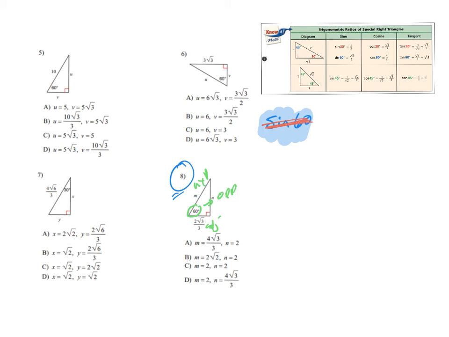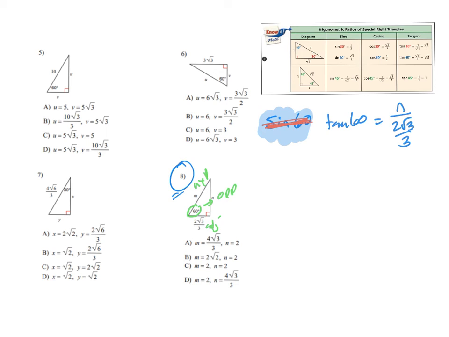So here's what I'm going to do. Cross that out. We're going to use tangent. The reason I'm using tangent is I'm going to do opposite over adjacent. So tangent of 60 degrees is going to be n over 2 square root of 3 over 3. That's a complex fraction. Do not panic.